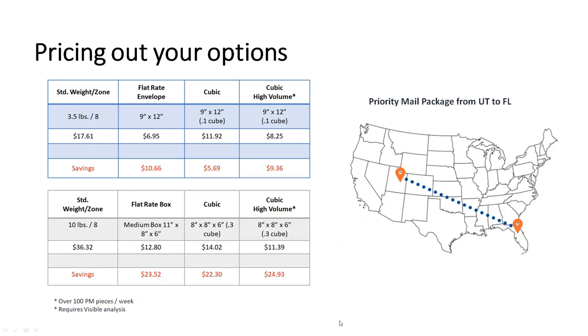Some examples of that here, looking at both the weight and the dimensions. If you're just going by the standard weight here, in this first example, you have 3.5 pounds that prices out to $17.61. And you can see there's other options here, what we could offer you by switching that easily to a flat rate envelope. You can bring that price down to $6.95, saving yourself $10.66. By implementing the cubic pricing, they can have that at $11.92, saving you $5.69. And if you do over 100 pieces of cubic mail that qualifies per week, there's even deeper savings, so you could also bring that close to the $10 mark.